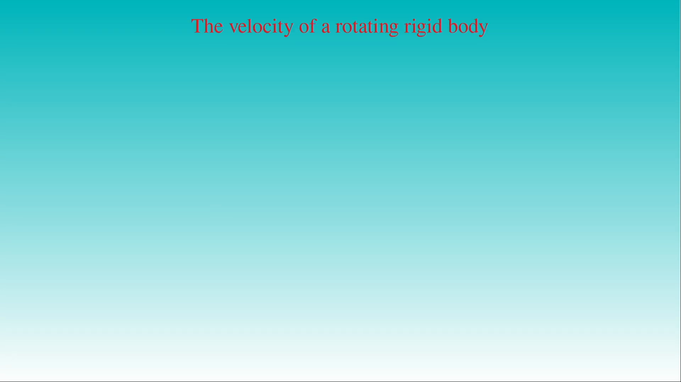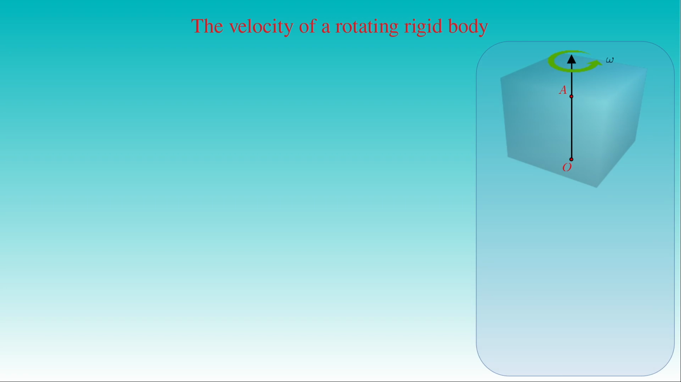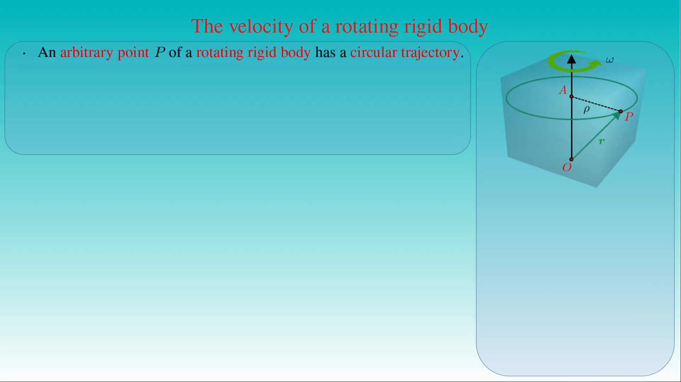After having defined the angular velocity of a rotating rigid body, we show how to interpret this kinematic quantity as a vector. Let us consider a rigid body rotating about a fixed axis passing through the points O and A with the angular velocity omega. An arbitrary point P of the rotating body described by the position vector R has a circular trajectory around the point A, and we can apply the formula obtained for circular motion stating that the magnitude of the velocity v of the point P is given by its distance ρ from the axis, times the angular velocity omega.